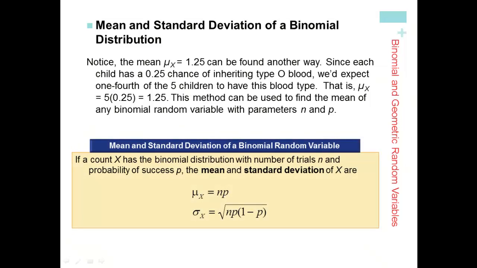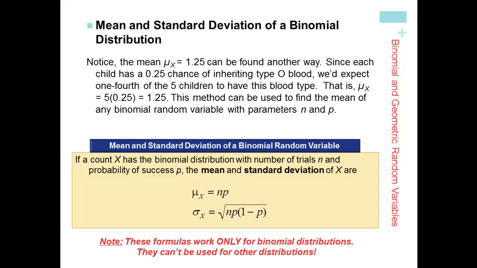Here are the formulas for calculating the mean and the standard deviation of a binomial random variable. Both of these formulas will appear on your formula sheets. Mu sub x will equal n times p. Of course, n is the fixed number of trials and p is the probability of success. And the standard deviation of x will equal the square root of n times p times 1 minus p. So that's the number of fixed trials times the probability of success times the probability of failure. Note, these formulas work only with a binomial distribution. They can't be used for other distributions.